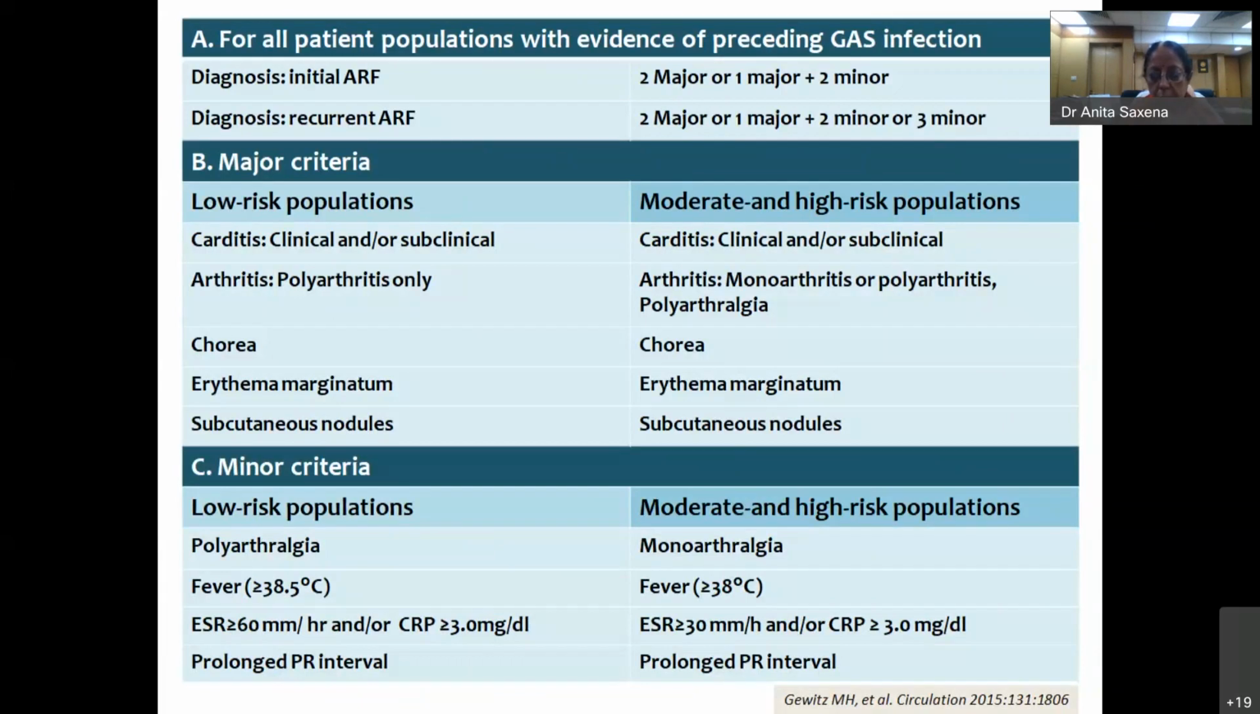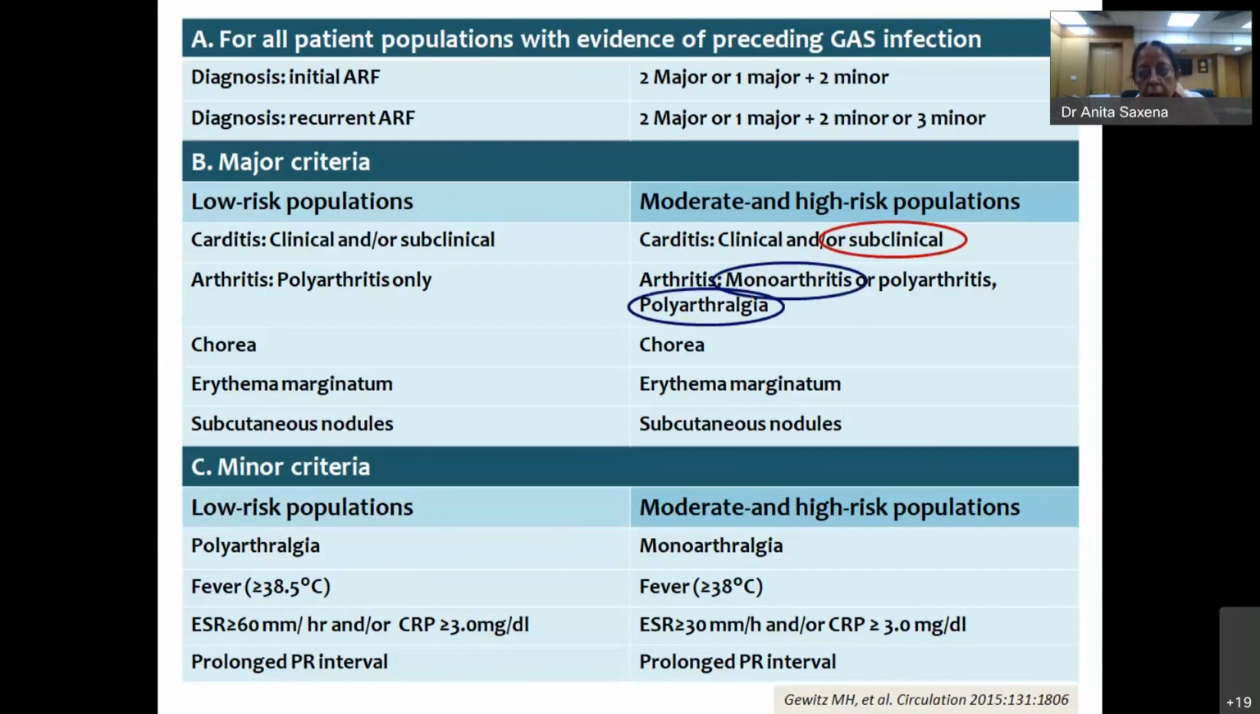So what is different here? Subclinical carditis. This has been added for the first time, and that would mean echocardiography, because you obviously diagnose subclinical carditis by echocardiography. So for the first time, Jones criteria have included echocardiography here, and therefore the criteria of subclinical carditis has come.